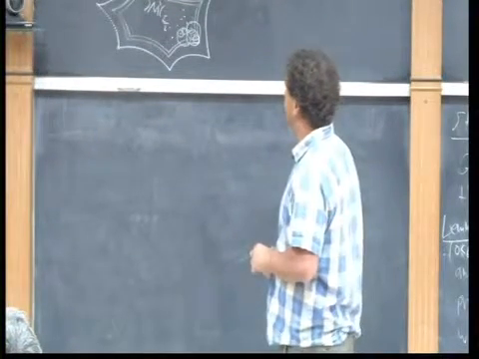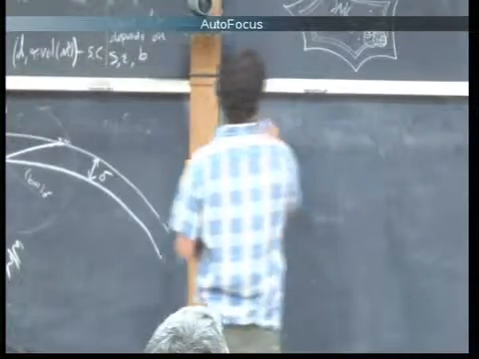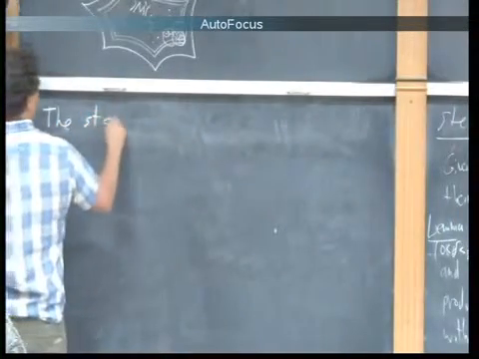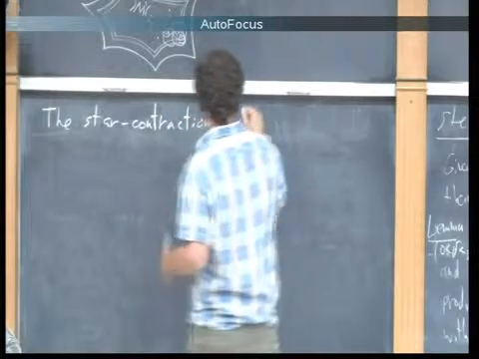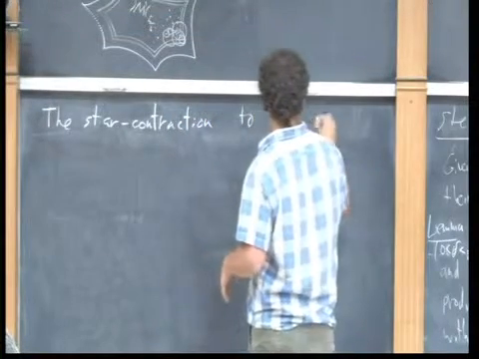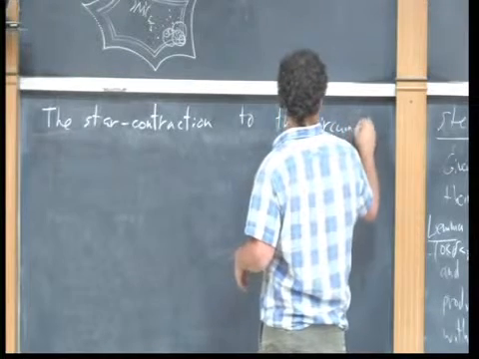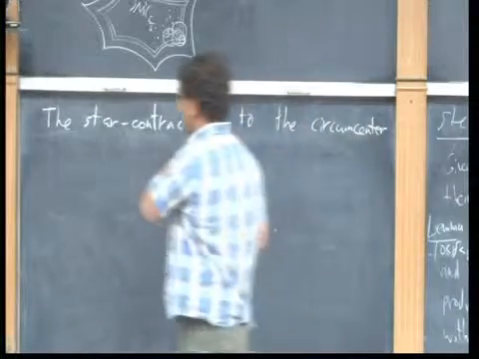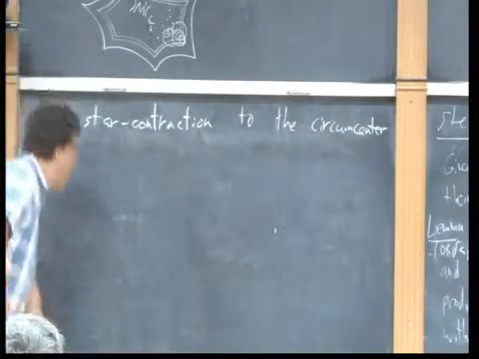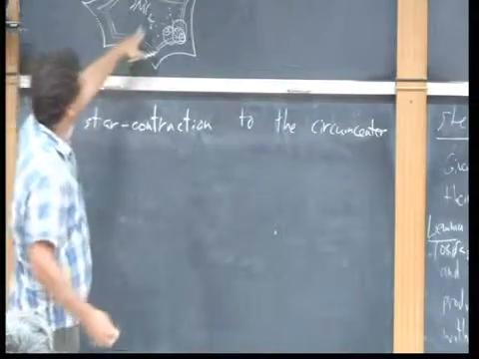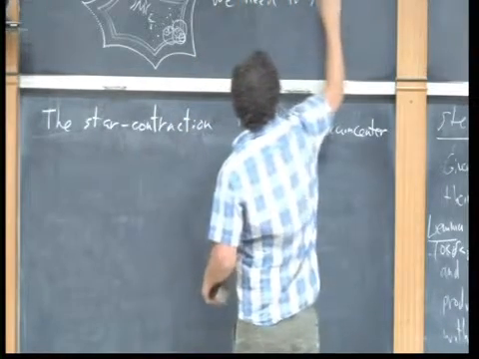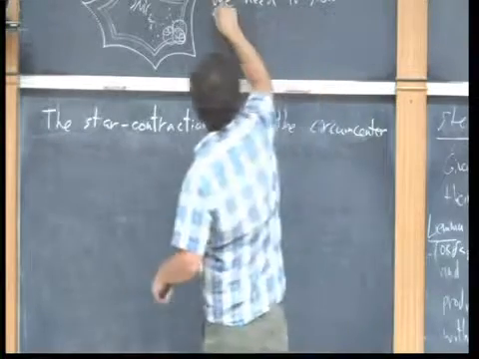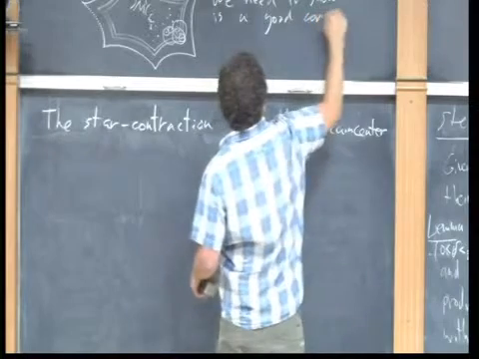And the last lemma told us that the star contraction goes to the Chebyshev center, the circumcircle center. So actually, we have to prove that this is a good cover. We need to show that this is a good cover. So we need to show that.